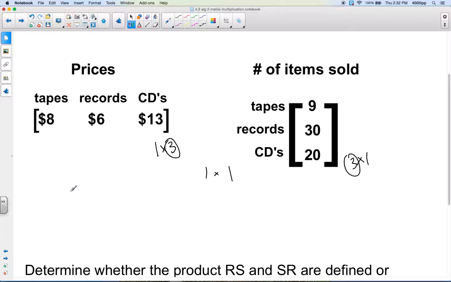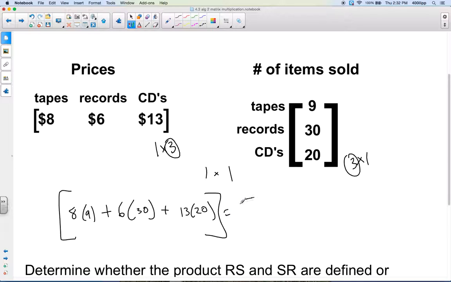Okay, so multiplying these out here, I'm going to go 8 times 9, right? We go first row, first column. 8 times 9 plus 6 times 30 plus 13 times 20. Okay, we're going to multiply that out. 8 times 9, that's a 72. 6 times 30, that's 180. And 13 times 20 is 260.